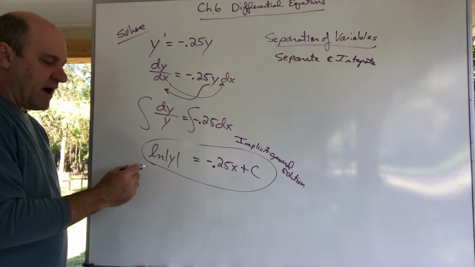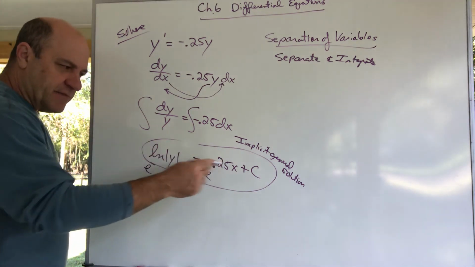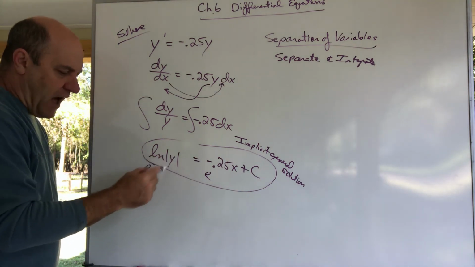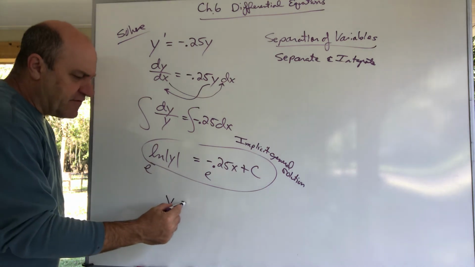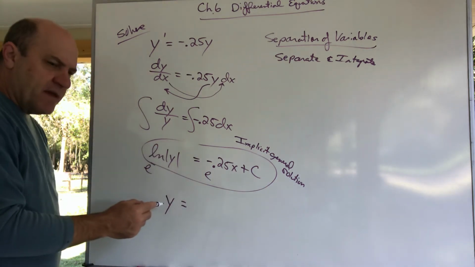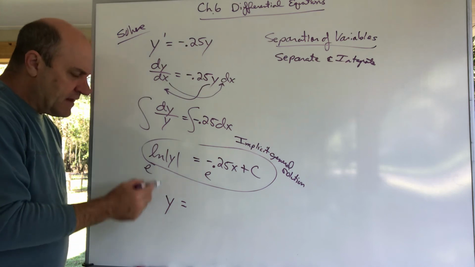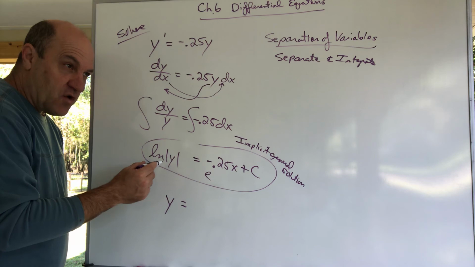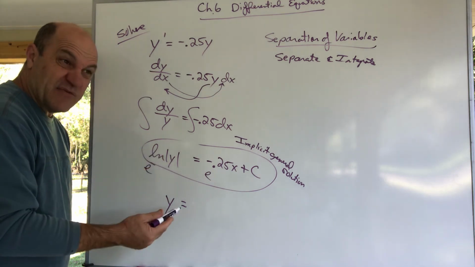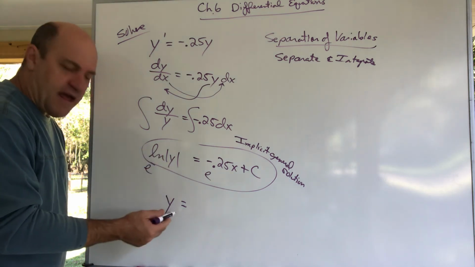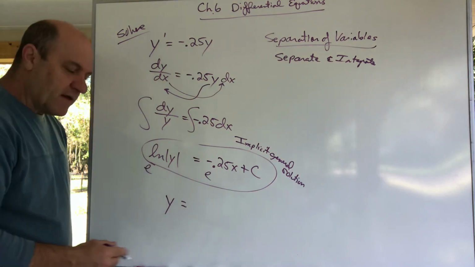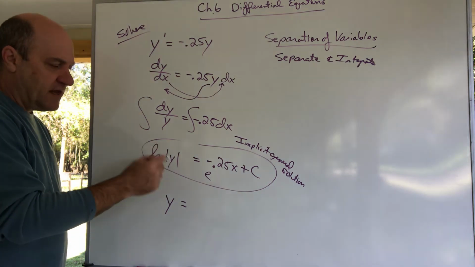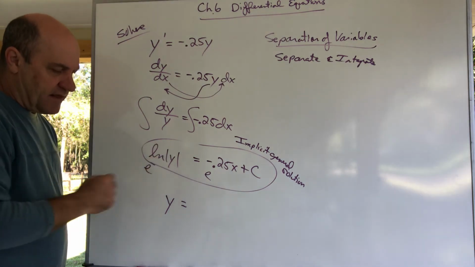Everybody knows how to solve for y. You e both sides. There's some interesting algebra here, but the e and the log cancel each other out, and I'm left with y. I dropped the absolute value at this point. My explanation would be e to the anything is positive, so there's no way that this y is going to be negative. So it's redundant to have the absolute value. So e to the log y cancels, and I get rid of the absolute value.